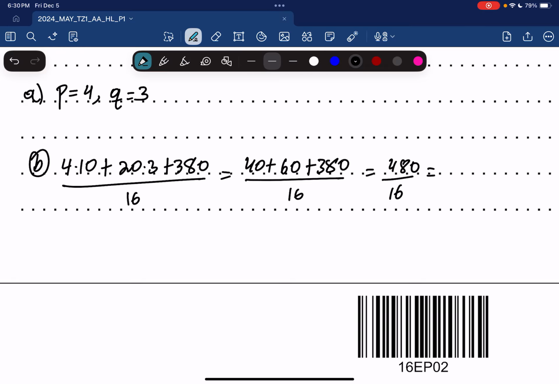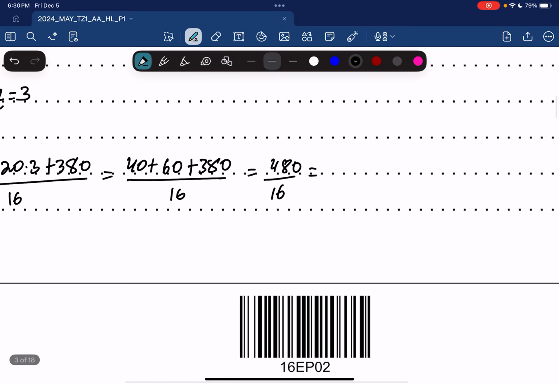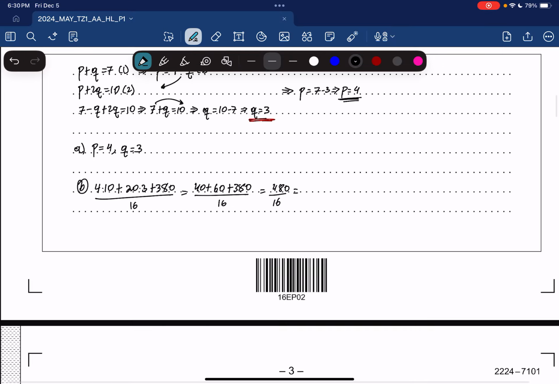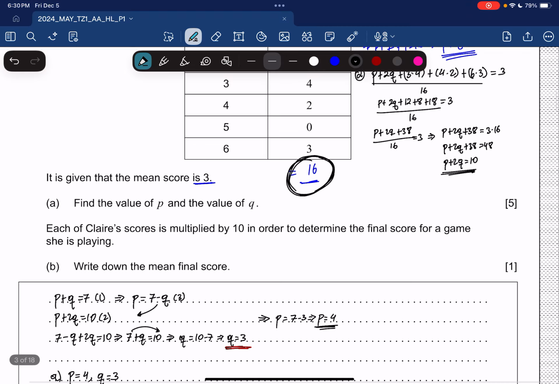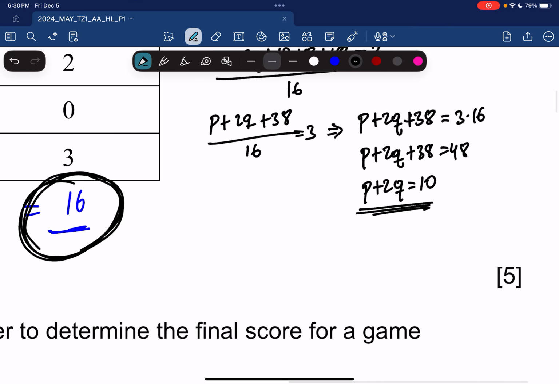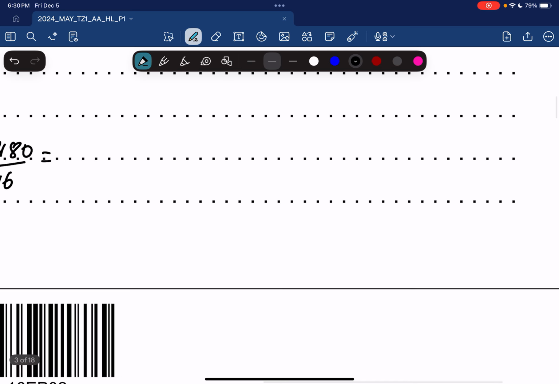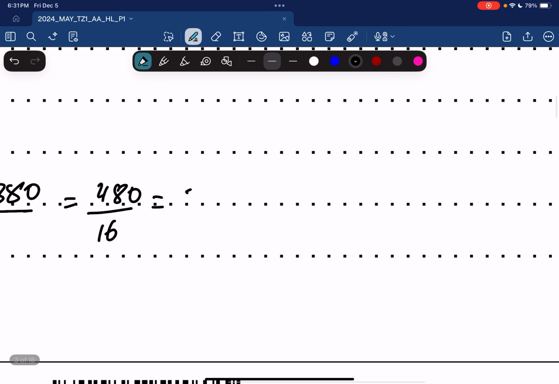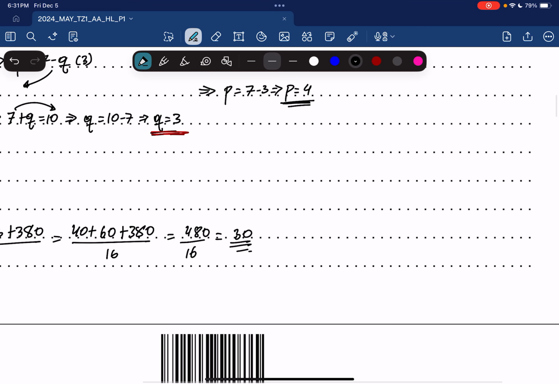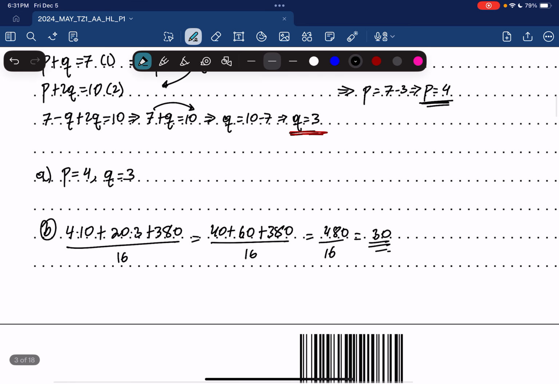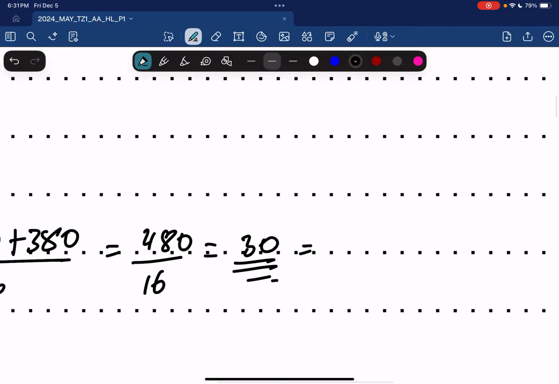And what you'll notice is that if I do 48 divided by 16, which is something I've done here, it gave me 3, right? Because 3 times 16 gave me 48. So I know that my answer is going to be 30. I just went the long way to explain how you could do it after you found the answers for P and Q. But you could also have just thought about it in terms of scaling.